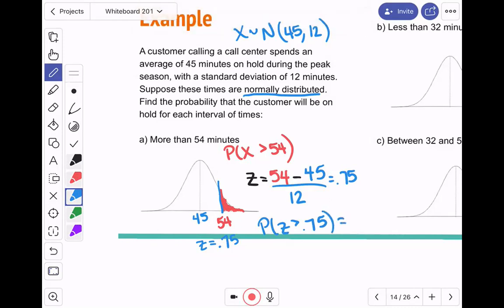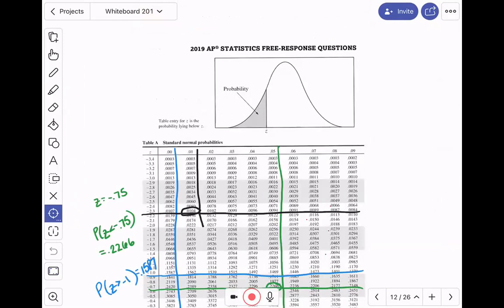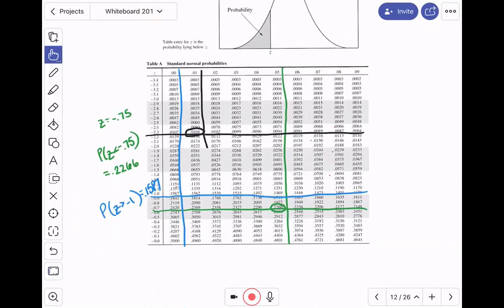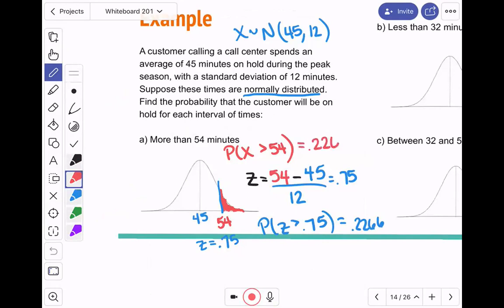What does that mean? We have to do 1 minus something, right? Or we can look at the negative 0.75. Why can I look at a negative? Because what's the sign here? The sign is greater than. So I look at the negative because I don't have to do all that work of 1 minus. So we look at negative 0.75. We already found that, by the way. That's equal to 0.2266. That means that this right here is also equal to 0.2266.